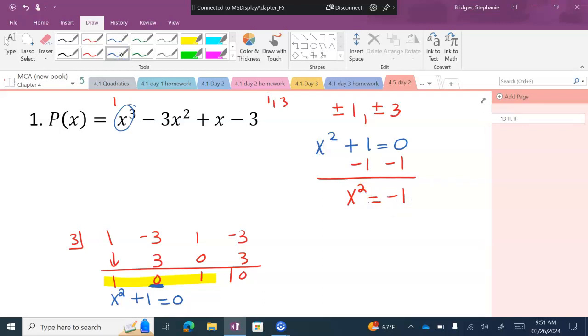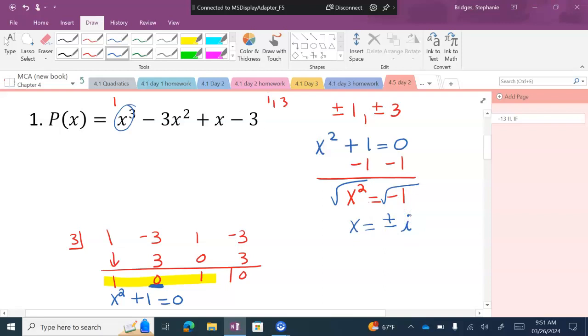Then what? Take the square root, yep. And anytime we take the square root, what's the first thing we should write? Plus or minus. And then we need to simplify as much as possible. What is the square root of negative 1? i.